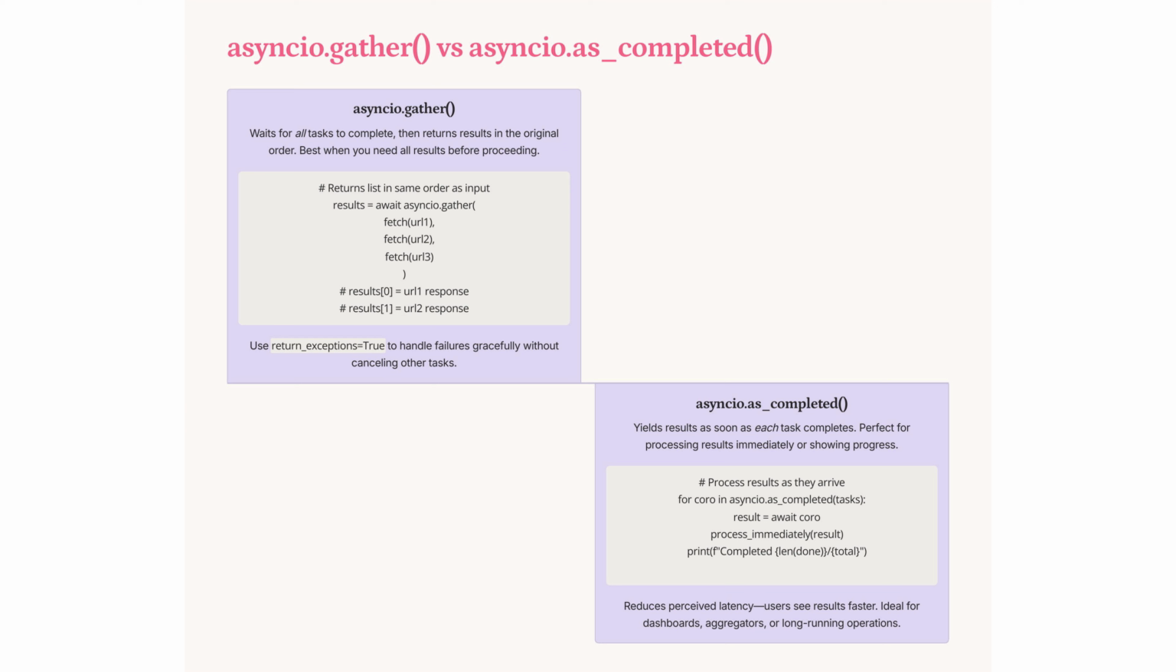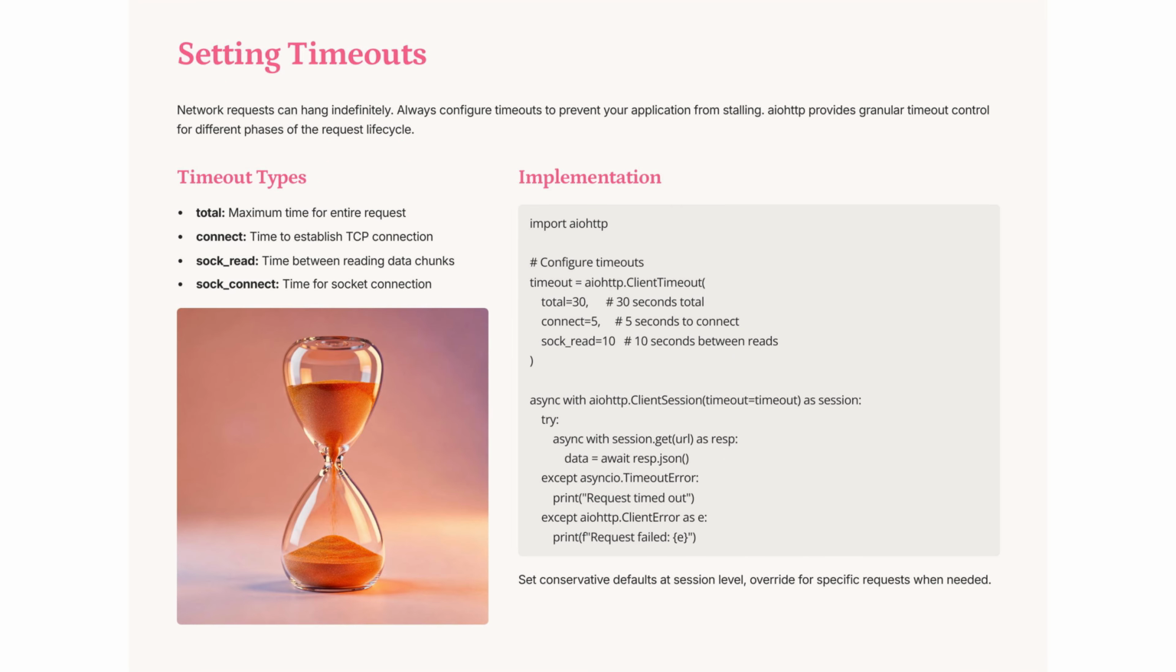Ideal for dashboards or long-running operations. Network requests can hang indefinitely, stalling applications. Configure timeouts using aiohttp for different request phases: total, connect, sock read, and sock connect. For instance, set a 30-second total timeout, 5 seconds for connection, and 10 seconds between reads.